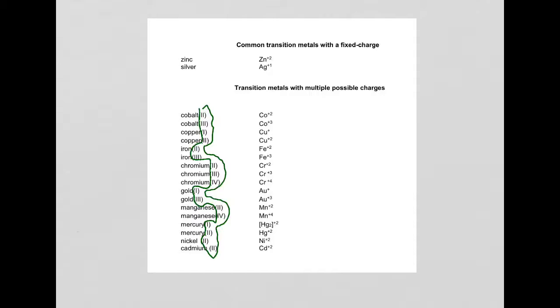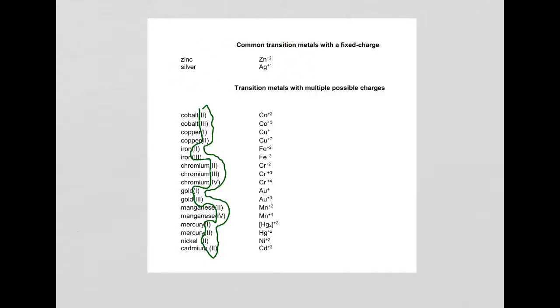Because every time I give you a transition metal, I have to mention which one it is, right? Otherwise you wouldn't know. So I will show you how to figure out their charges based on the problem given. So you don't really have to memorize these, but the two that you have to know are zinc and silver because they have a fixed charge.